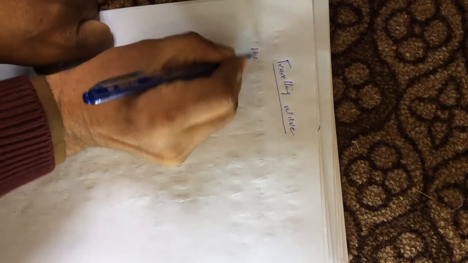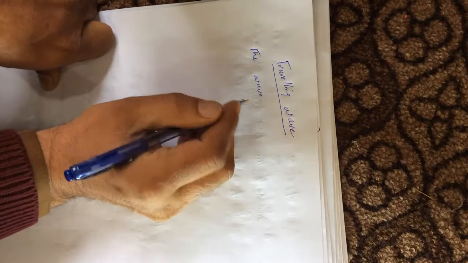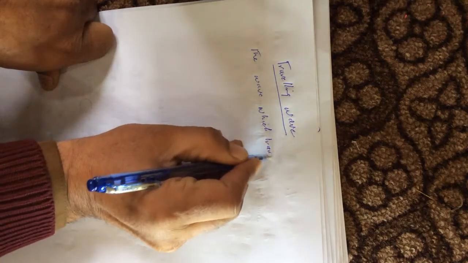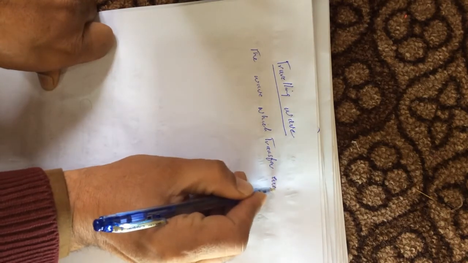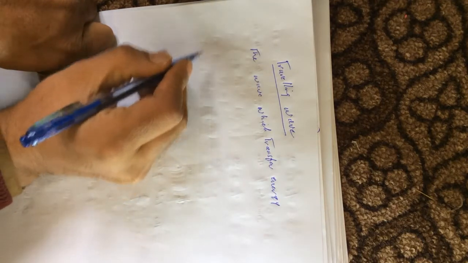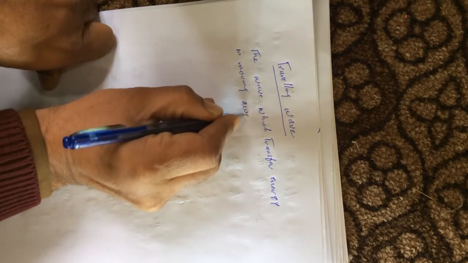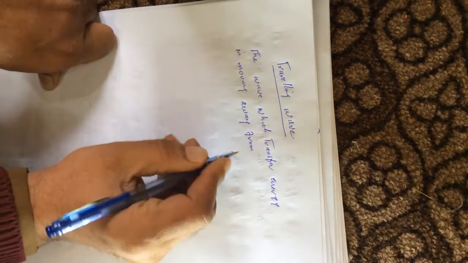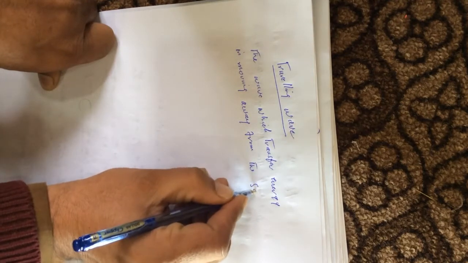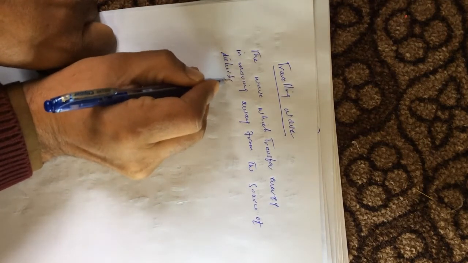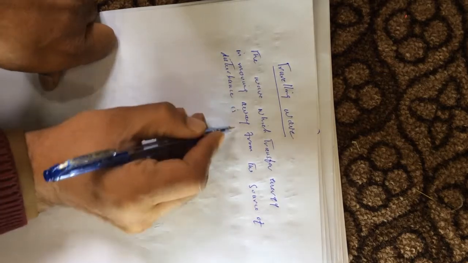Okay, next we will discuss traveling wave. First we will define traveling wave. The wave which transfers energy in moving away from the source of disturbance is called traveling wave.